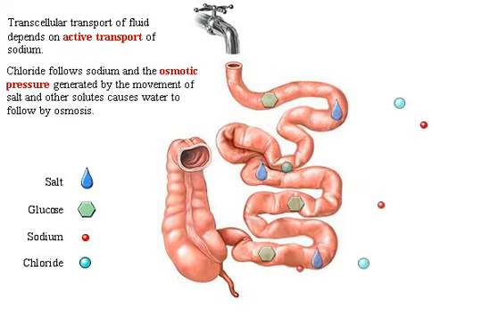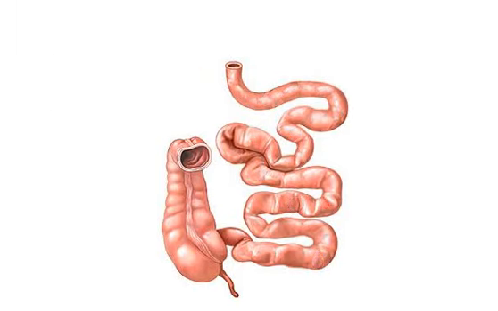Basically, chloride follows sodium and the osmotic pressure generated by the movements of salt and other solutes into the interstitial space causes water to follow by osmosis. These transport mechanisms are similar to salt and water transport mechanisms in the proximal tubule of the kidney and may be reviewed in the urinary system module.